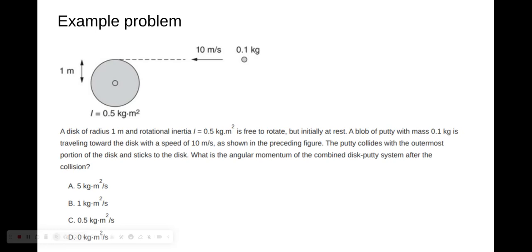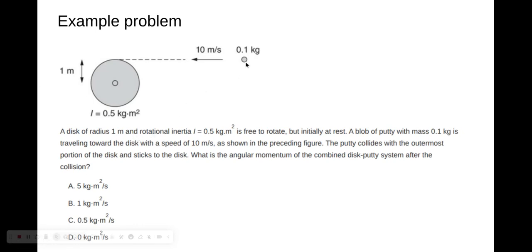A blob of putty with a mass of 0.1 kilograms is traveling toward the disk with a speed of 10 meters per second, as shown in this figure. The putty collides with the outermost portion of the disk and sticks to it. What is the angular momentum of the combined disk-putty system after the collision?